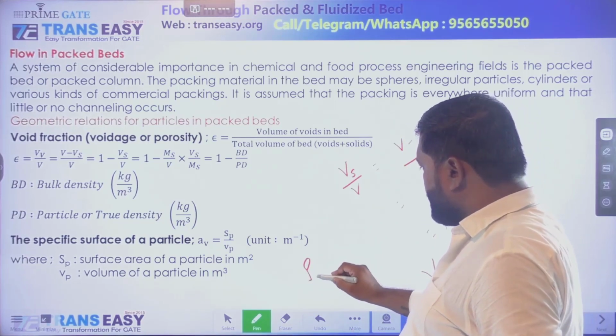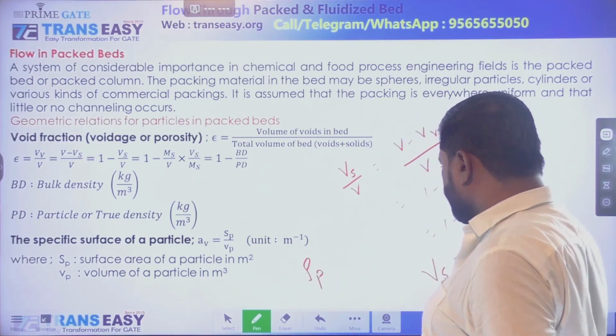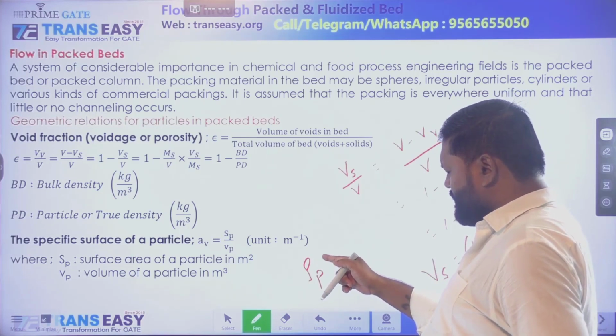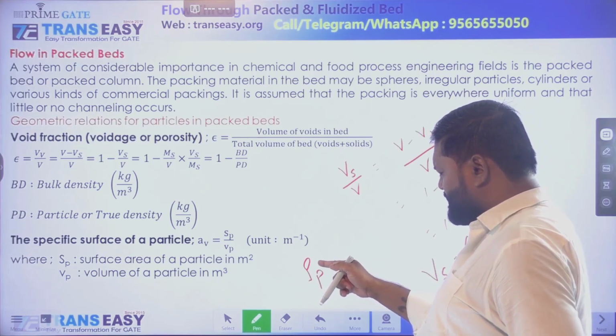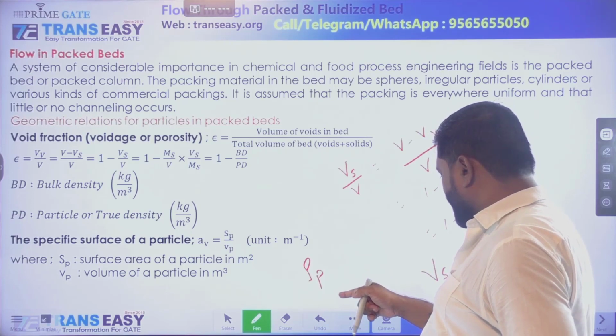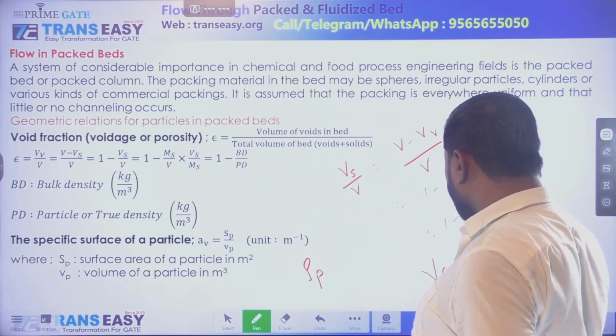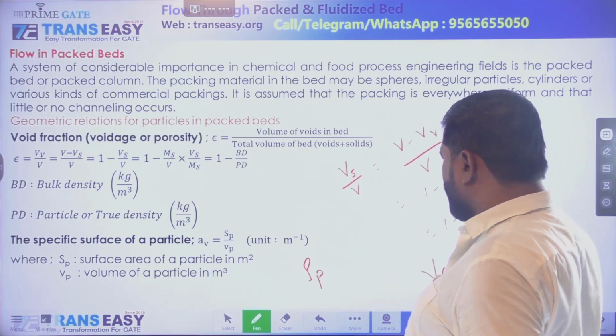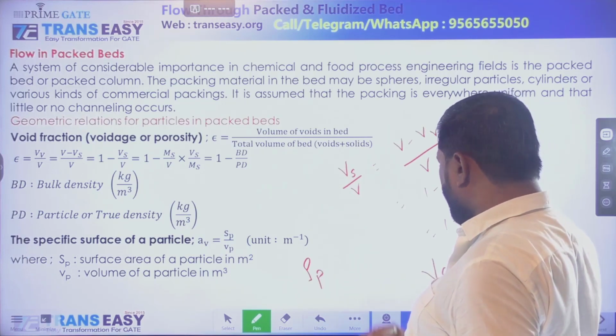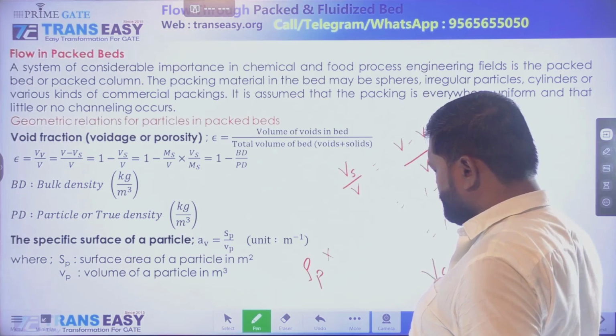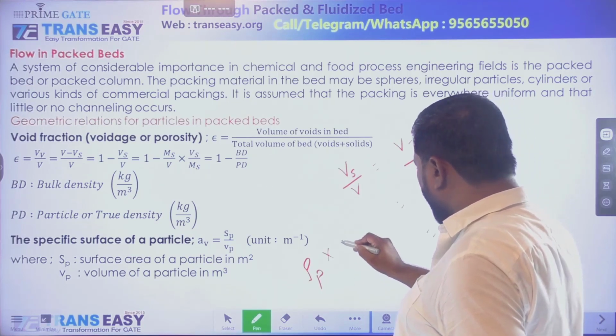Density of the solid particle is mass of the solid particle upon volume of the solid particle. So density of the solid particle into volume of the solid particle.